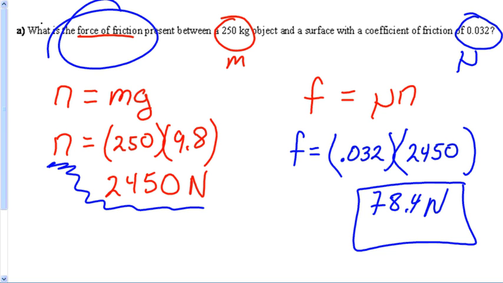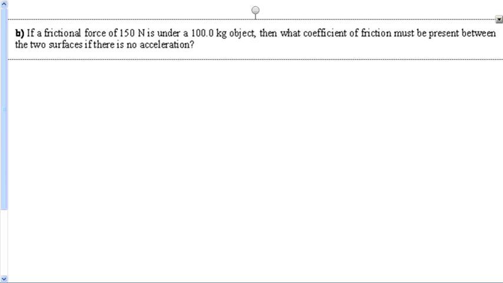All right, let's do another one. I'll tell you what, y'all are just shredding this stuff today. So let's see if we can't do this one. So this one says if a frictional force of 150 newtons. What? A frictional force? Wait a minute. So what is that 150? That's a little f. So that's telling me my frictional force.